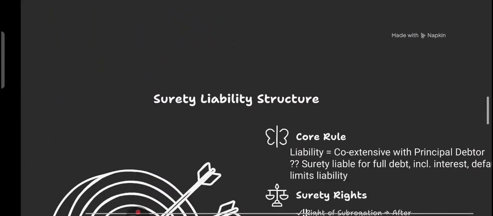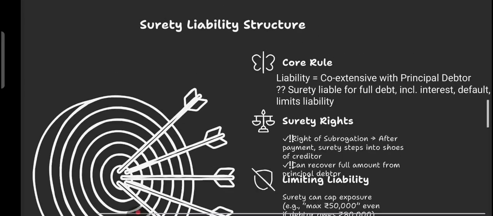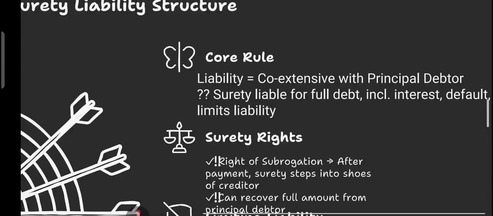Now have a look at the surety liability structure. This is a very, very important thing. Questions are asked every year. So it is a crucial component of the contract of guarantee. At the heart of this concept is the core rule. Have a look at it. The core rule says that the surety's liability is coextensive with that of the principal debtor. It means that the surety is liable for the entire debt, including interest, penalties, and any default charges, unless a specific limit has been agreed upon.